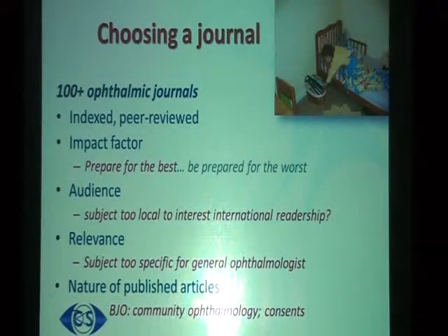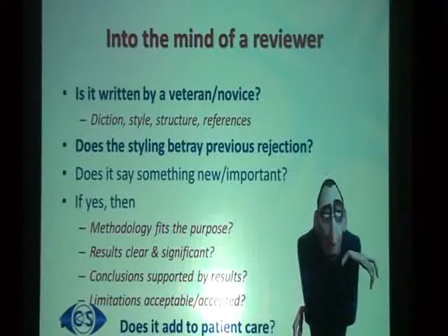And sometimes our subject is too local for an international readership, and so we would probably be better off submitting to the local journal. Sometimes our subject is too specific, and so it should be submitted to a specialty journal rather than to the Journal of Ophthalmology. And sometimes we simply have to look at the nature of articles which are most frequently published in the journal. For example, British Journal of Ophthalmology really loves community ophthalmology articles. So if you have a community ophthalmology article, you have a good chance there.